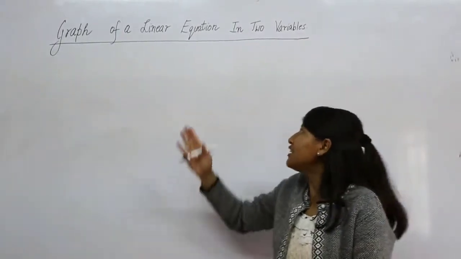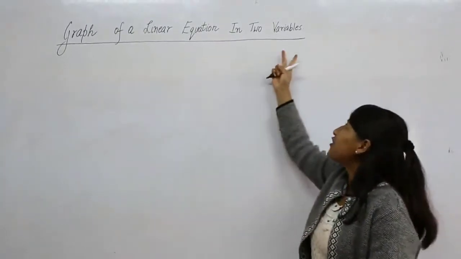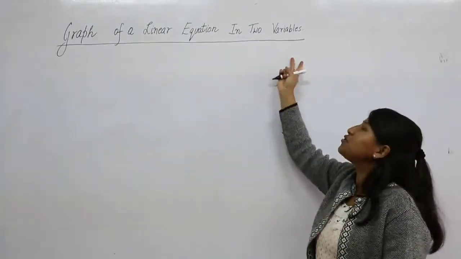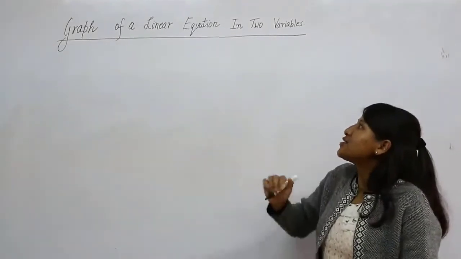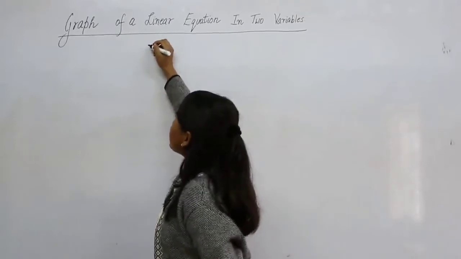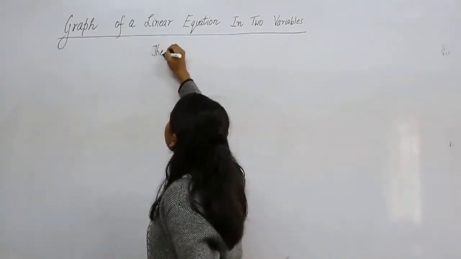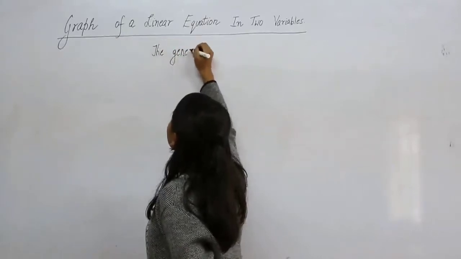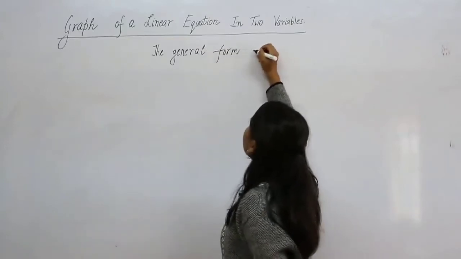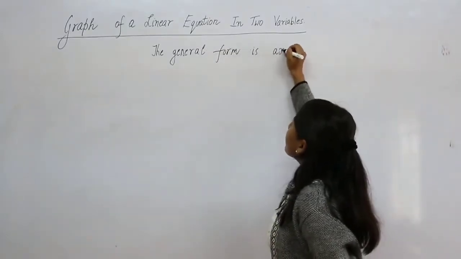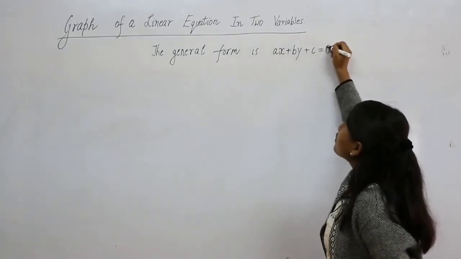So let's recall, linear always means that the degree is 1. Variables means the unknowns, usually denoted by x, y, z, and here they say 2. So let's take the general form of a linear equation. The general form is ax plus by plus c equal to 0.